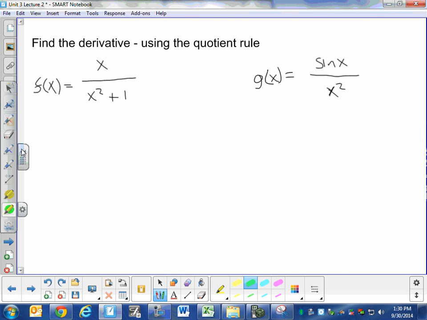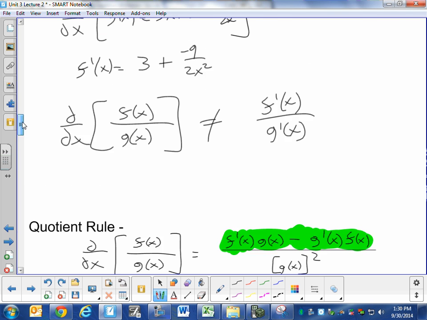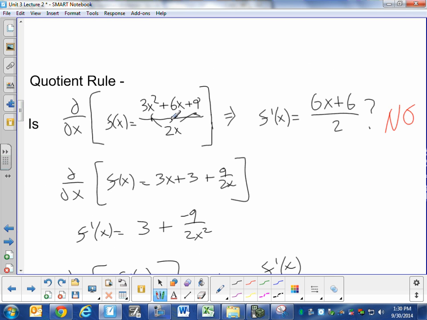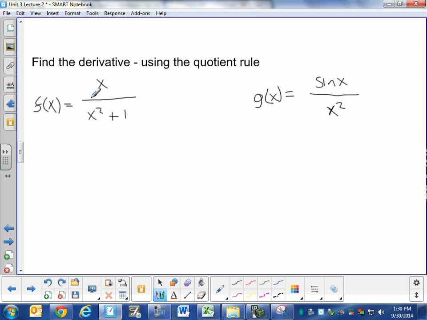Right, so let's do some examples. Find the derivative using the quotient rule. Now, notice this function can't be simplified like that example we did earlier, where I could divide everything by 2x. For this function, x over x squared plus 1, I can't simplify it by dividing. It's just what it is.